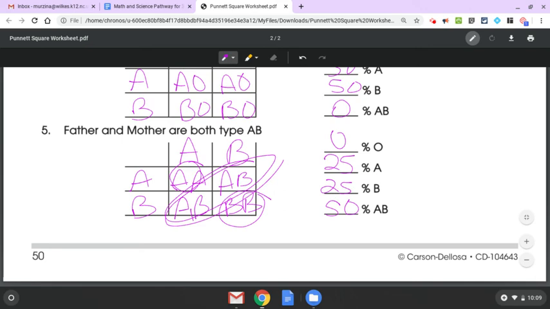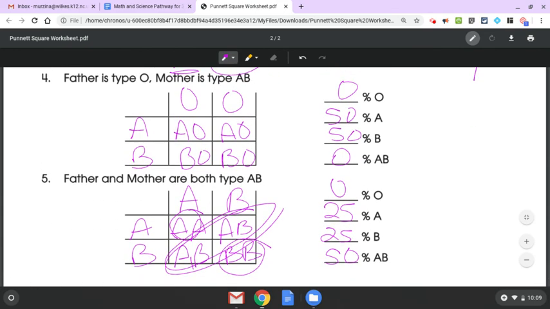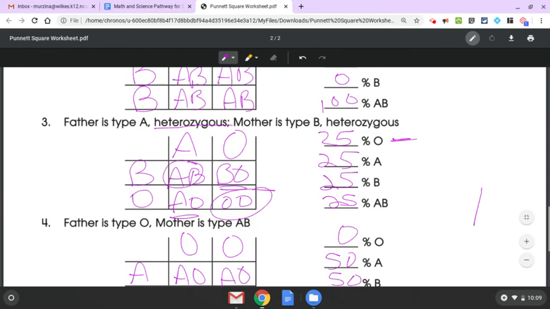That one was a little bit different because sometimes it may be a little confusing about the codominance because you have two capital letters. But that's how you do blood typing. And I hope this helps.